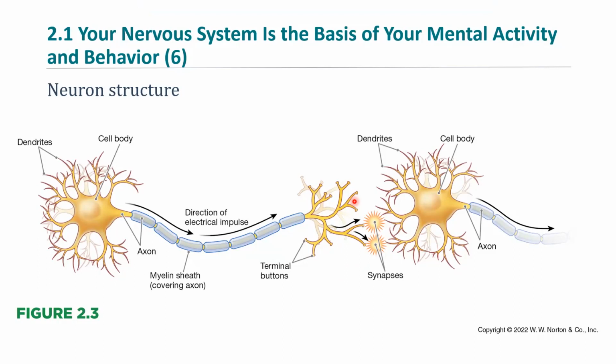The word vesicle basically means little bag. So inside these buttons, at the end of these little branches, they contain little bags or vesicles filled with brain chemicals, which we call neurotransmitters. So they're brain chemical messengers that allow one neuron to communicate with another, to send signals to another.